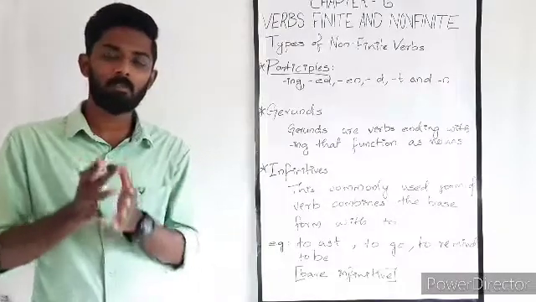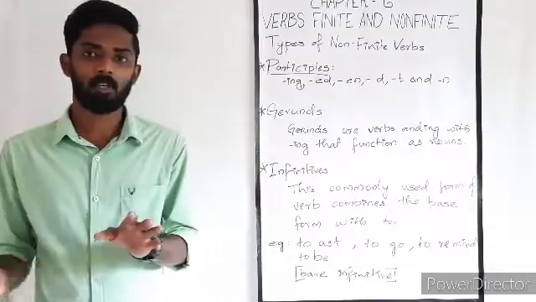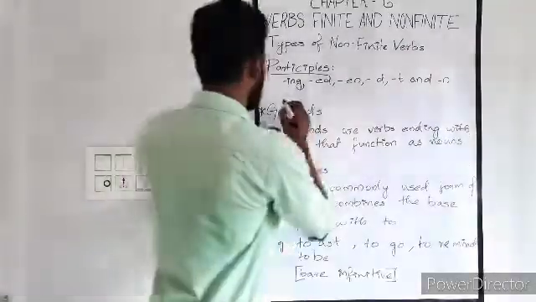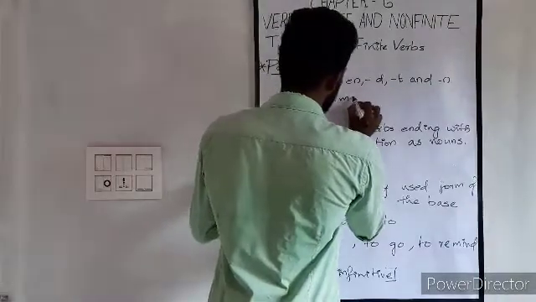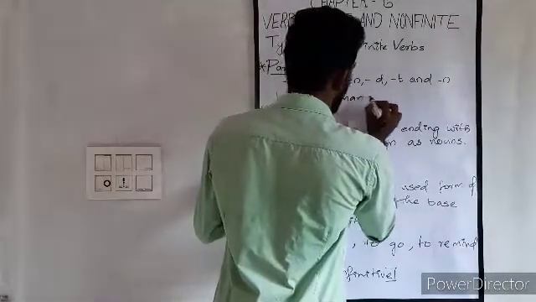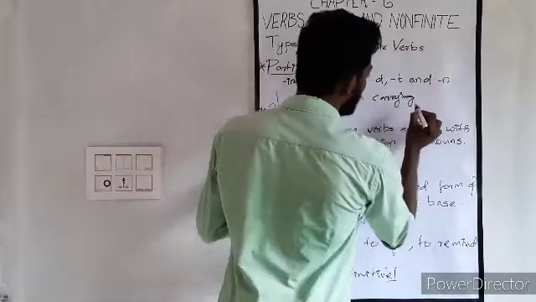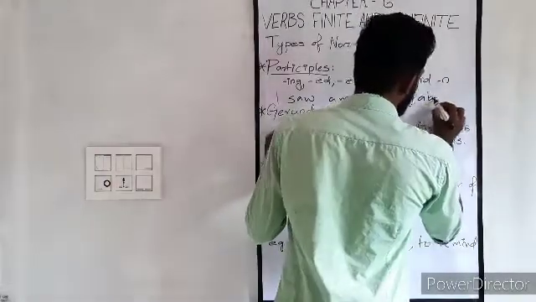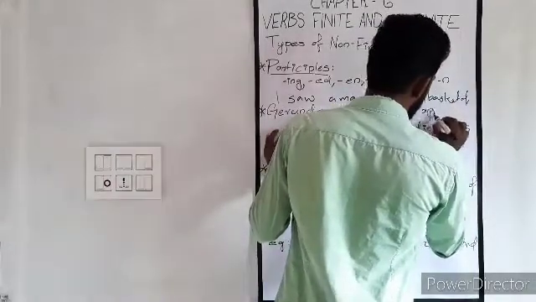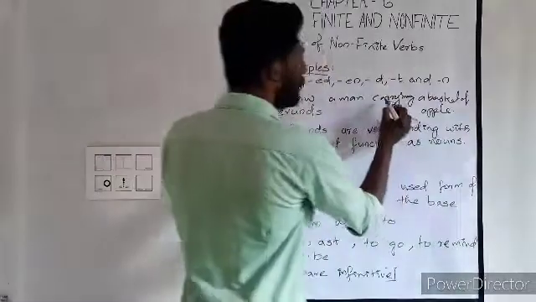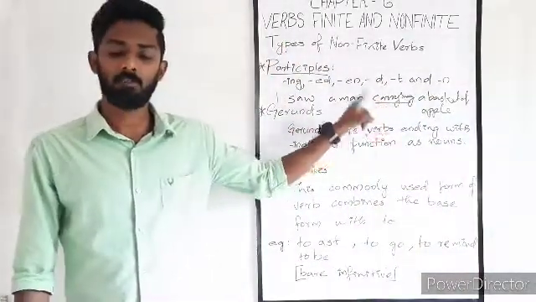How does it become the participle? For example, I saw a man carrying a basket of apples. So here the word carrying becomes the participle in the sentence.